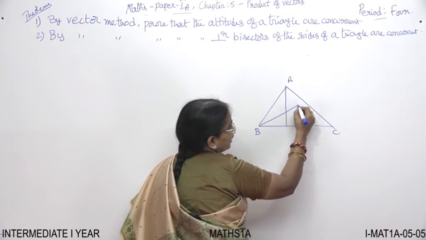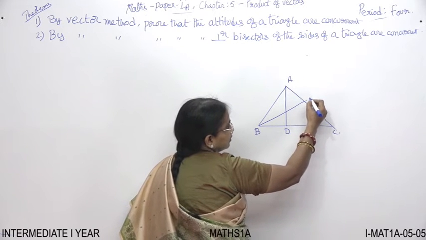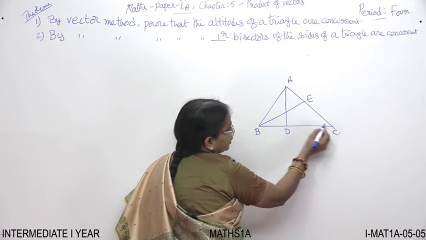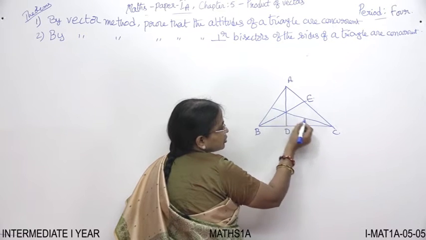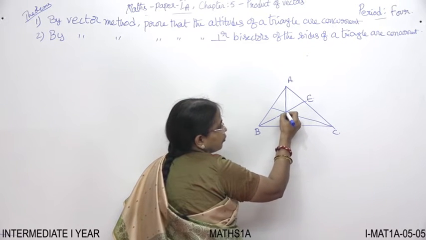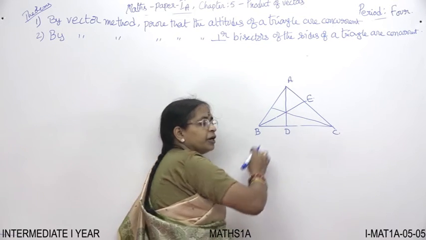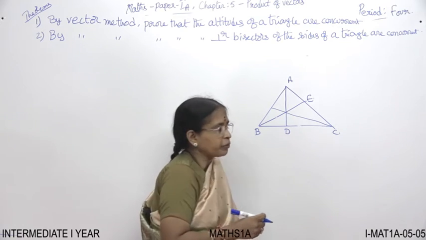And BAD I'll take. AD is one altitude, and then BE is another altitude. You must show that the altitude through C is also passing through the same point. So this point is the point of concurrence. We must show that all the 3 altitudes intersect at the same point.